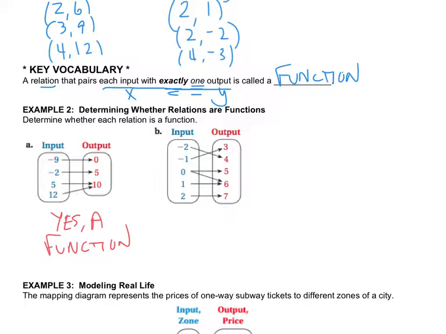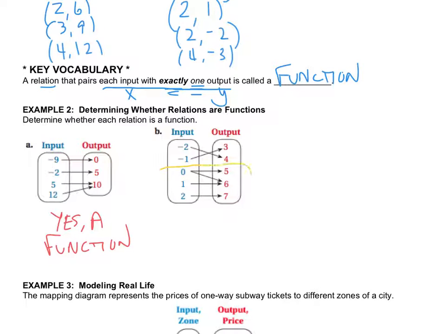Looking at the second one. So if I look at this, -2 comes out as a 4. -1 comes out as a 3. 0 comes out as a 5. 0 comes out as a 6. 1 comes out as a 6. And 2 comes out as a 7. So hopefully you're already caught on here where a mistake or problem is.